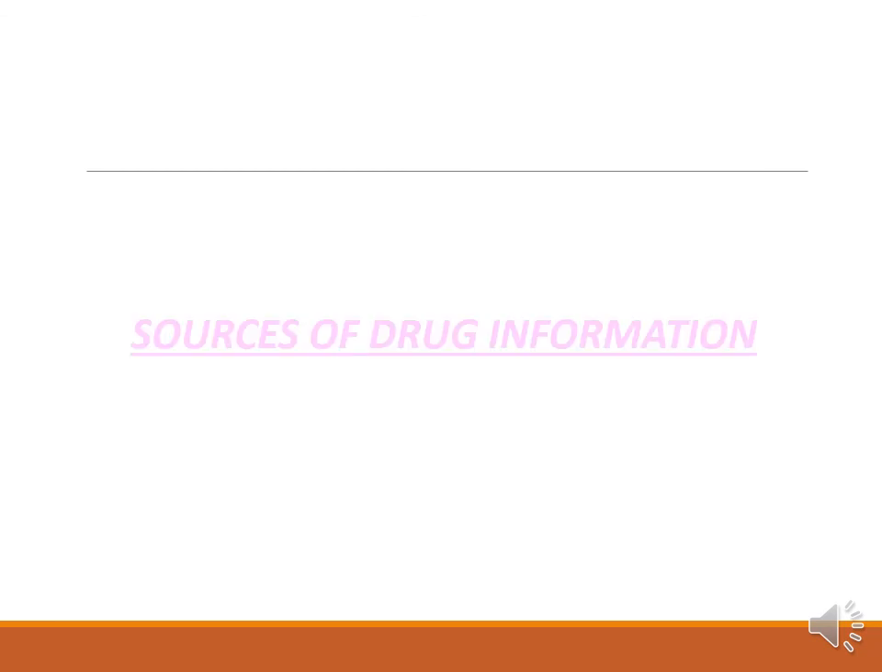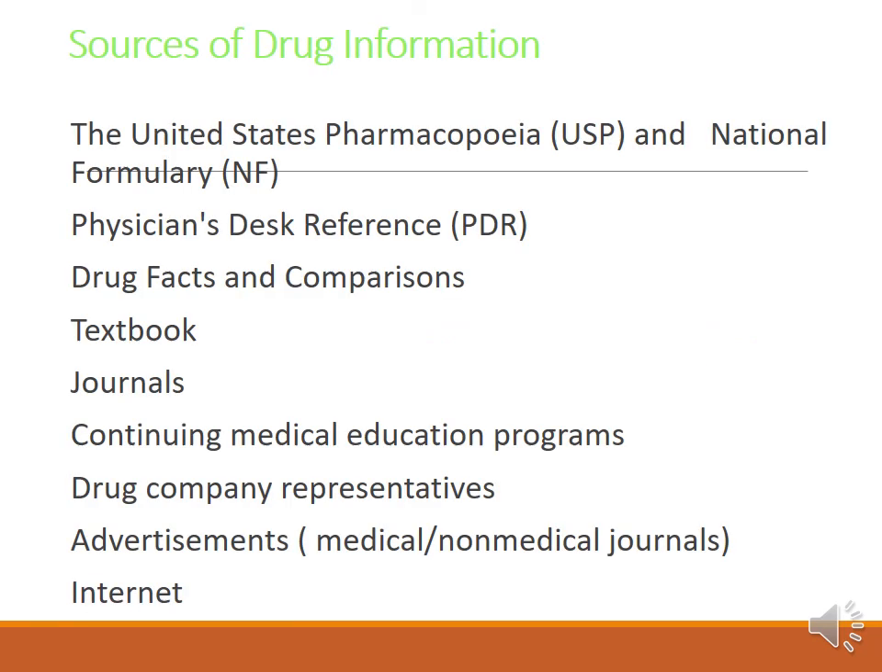So then comes sources of drug information. ये जितनी भी इंफॉर्मेशन है, कौन सी ड्रग कैसे बनी है, उसके केमिकल स्ट्रक्चर क्या है, उसके एक्टिव इंग्रेडिएंट्स क्या है, उसके क्रूड मटेरियल क्या है, ये सोर्स क्या है इंफॉर्मेशन के लिए. They are the United States Pharmacopoeia and National Formulary, then physician's desk reference, drug facts and comparisons, textbooks, journals, continuing medical education programs, drug company representatives, advertisements, and then comes the internet. These are various sources from which we get drug information. ठीक है जी?